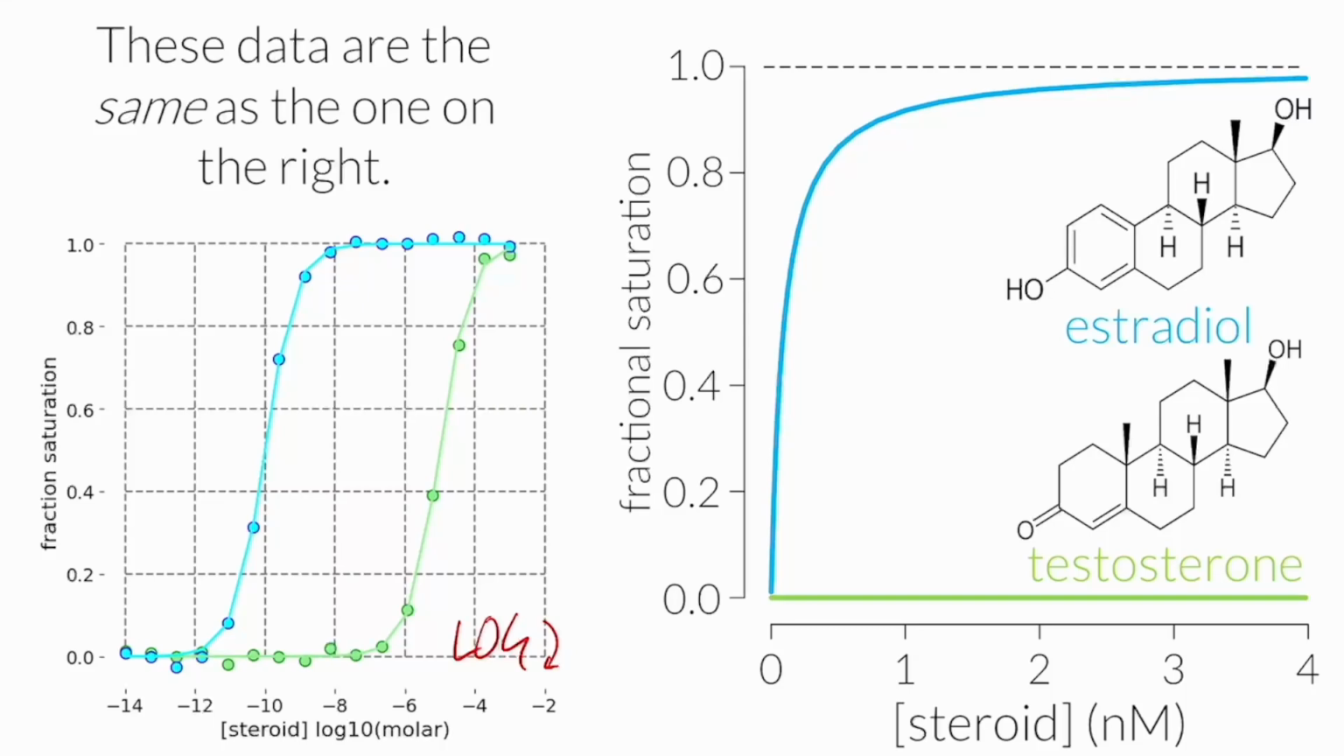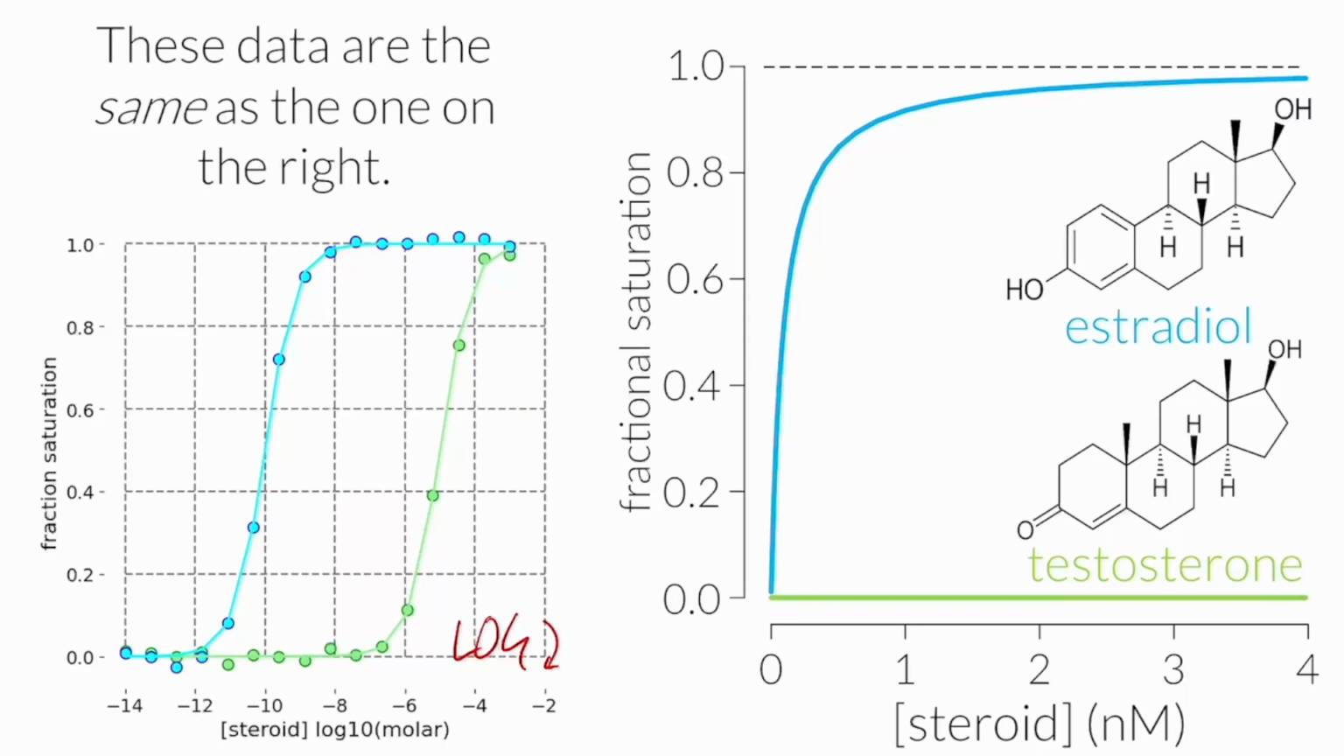So this is 10 to the minus 14th molar up to 10 to the minus 2 molar. So we're covering 12 orders of magnitude of concentration. Here on this side, we're not even showing 1 order of magnitude. That's why we see, oh, this nice binding for estradiol. We see nothing for testosterone.